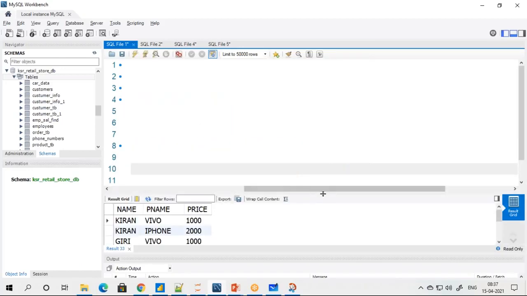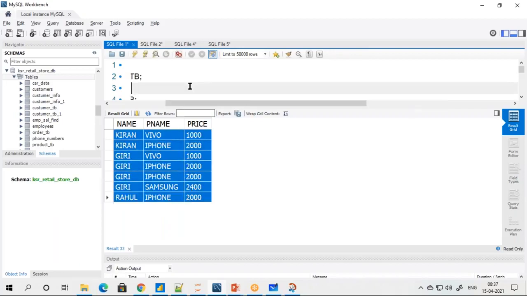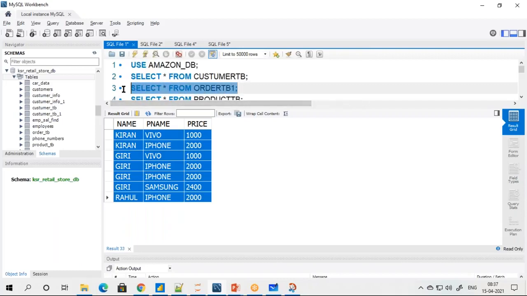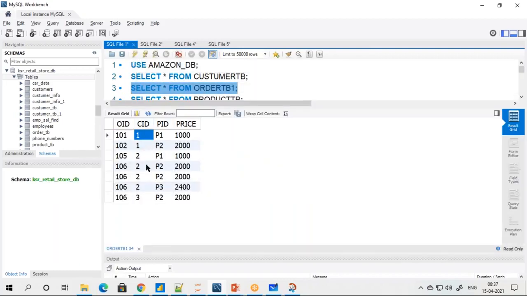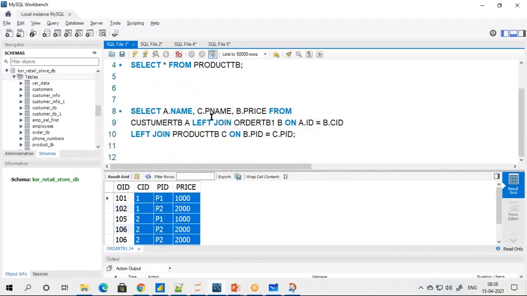My requirement is satisfied. Kiran purchased Vivo phone for 1000. Kiran purchased iPhone for 2000. Giri purchased 4 products. He has purchased iPhone, Vivo phone, Samsung phone. Rahul has purchased. This information, do you think I was able to get it with respect to one table? No. I have joined 3 tables, one with other, and the entire thing I've joined again with product ID. Yes, this is a join for 3 tables. Even if you give me 100 tables, the concept remains same. Keep on adding one after the other.